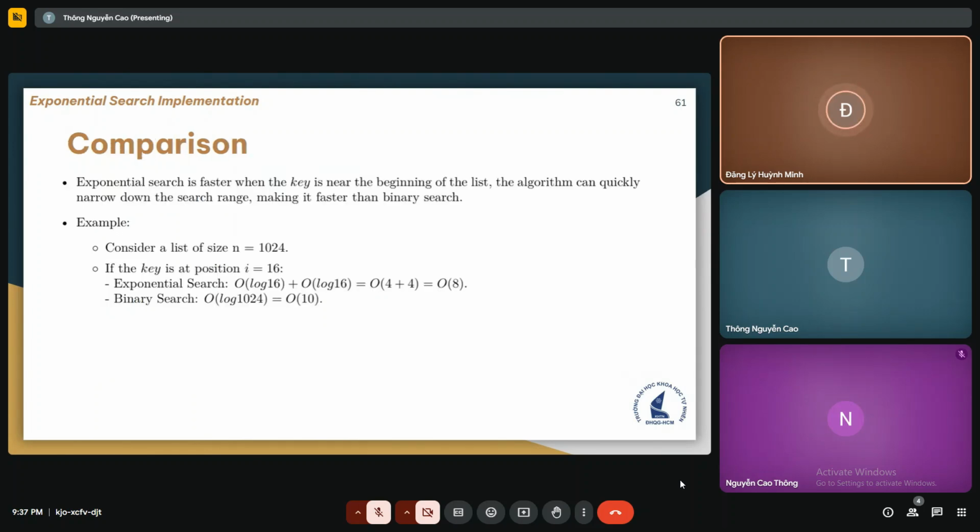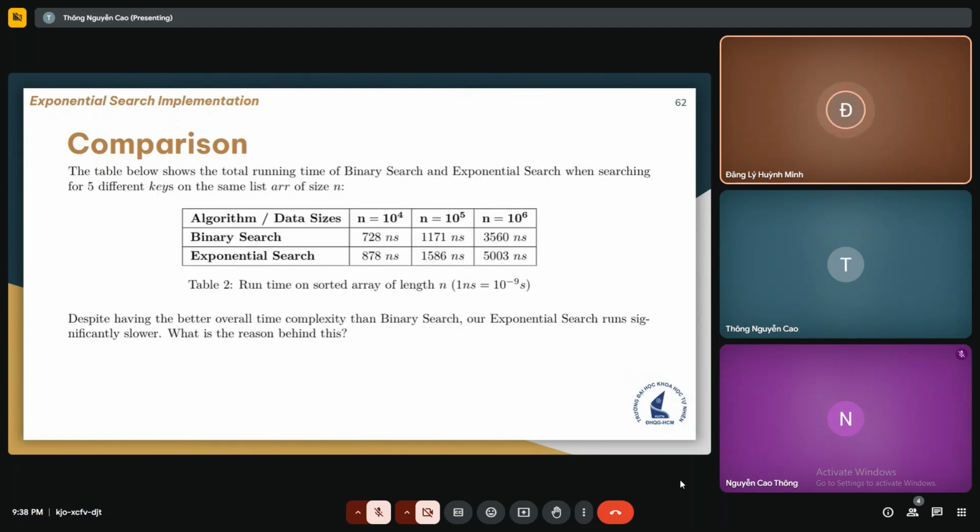Let's compare it to binary search. Exponential search is faster when the key is near the beginning of the list. The algorithm can quickly narrow down the search range, making it faster than binary search. Example: consider a list of size n equal 1024. If the key is at position i equals 16, in exponential search it takes O(8) time complexity, but binary search takes O(10). The table below shows the total running time of binary search and exponential search when searching for 5 different keys on the same list R of size n.